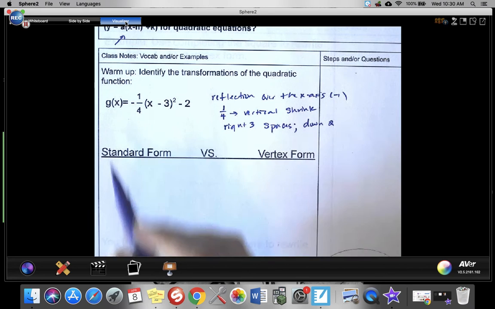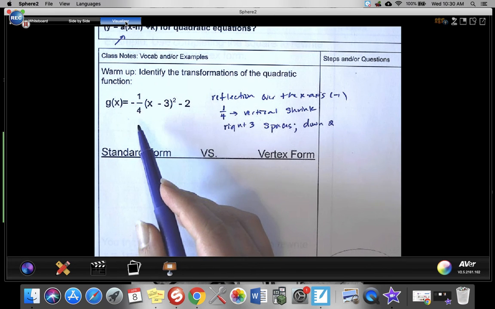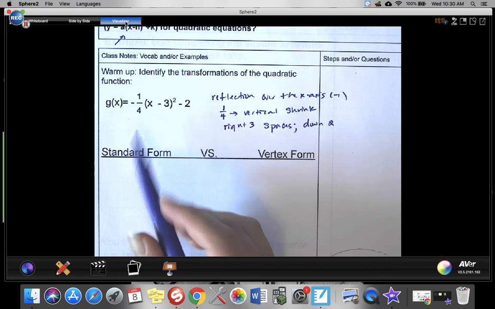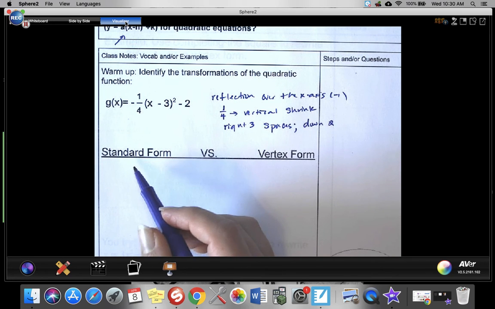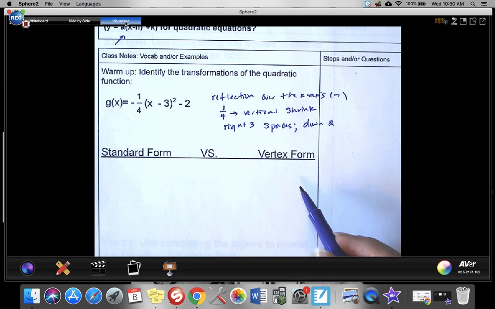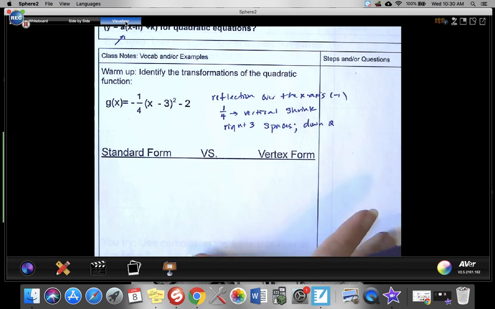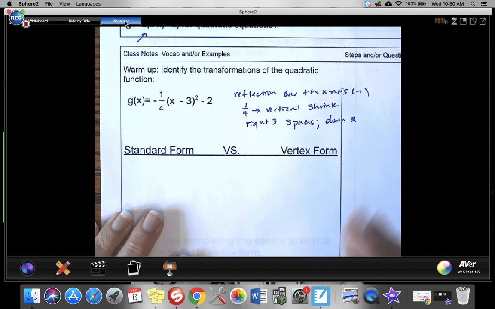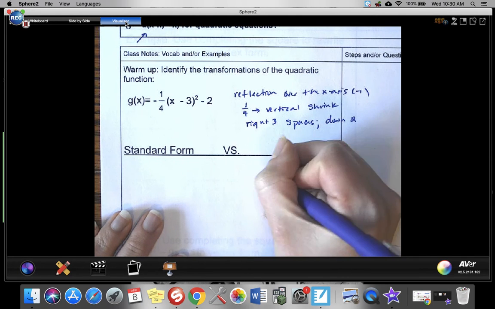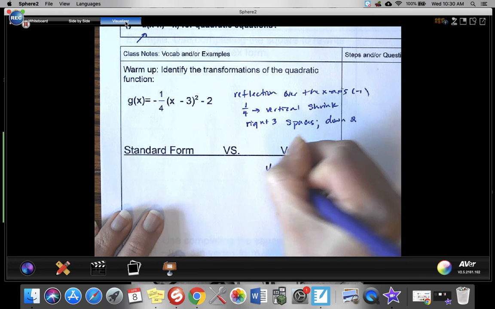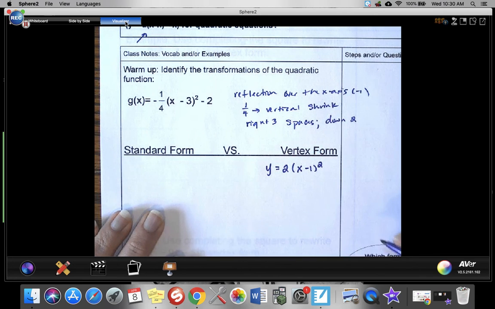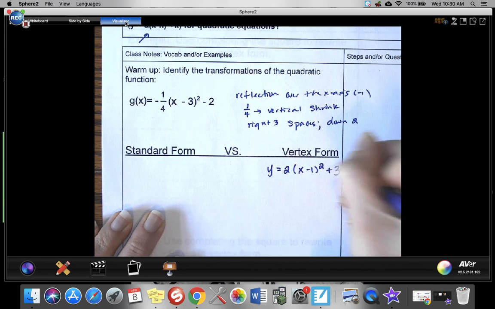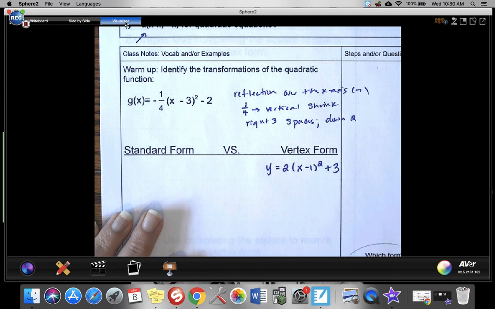So this right here would be considered vertex form. And so we're going to talk about how to take something that's in standard form and understand the relationship between standard form and vertex form. So if I write a random equation, let's say I had the equation y equals 2 times the quantity x minus 1 squared plus 3. Okay, this is considered vertex form.